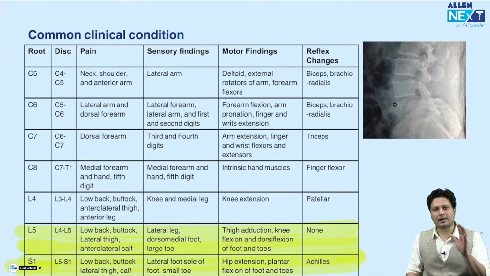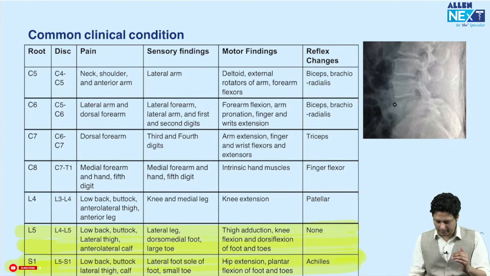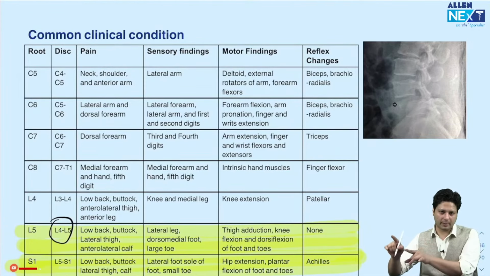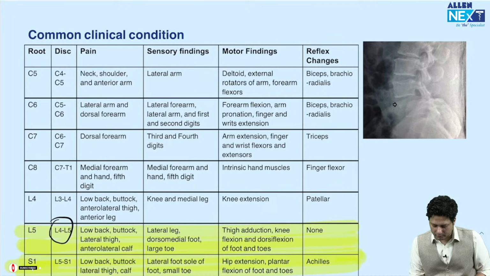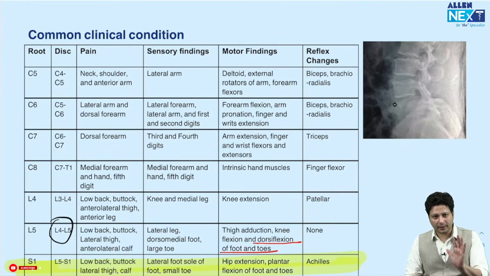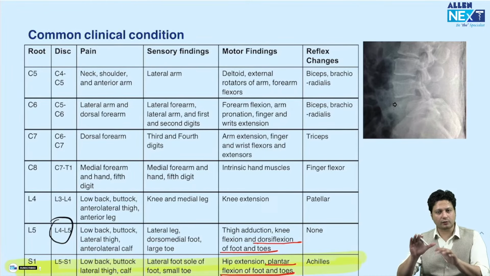In case the patient is having a compression at L4, L5, there will be a root L5 which would be compressed. And how is it going to be different from S1? In case of L5 compression, the dorsiflexion of the foot and toes is going to be limited or affected. While in case of S1, the plantar flexion of the foot and toes is going to be affected. This is how they are different.